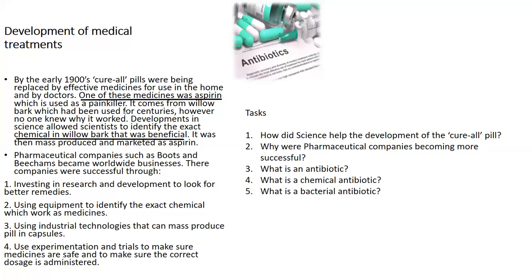Number one, they invest in research and development to look for better remedies. People are always looking for better treatments, especially because bacteria changes. Using equipment to identify the exact chemical which works as medicine. So by identifying the chemical, you can then create the antibiotic. Using industrial technologies that can mass produce pills in capsules. Capsules are very easy to take, and by mass producing them, it's available worldwide, which means there's universal care.